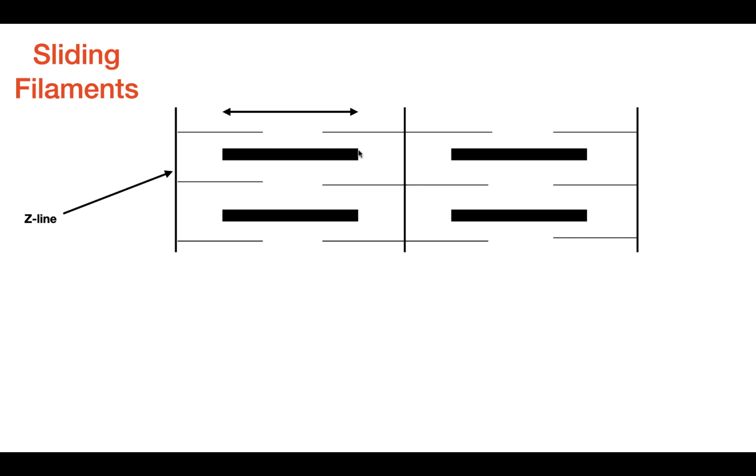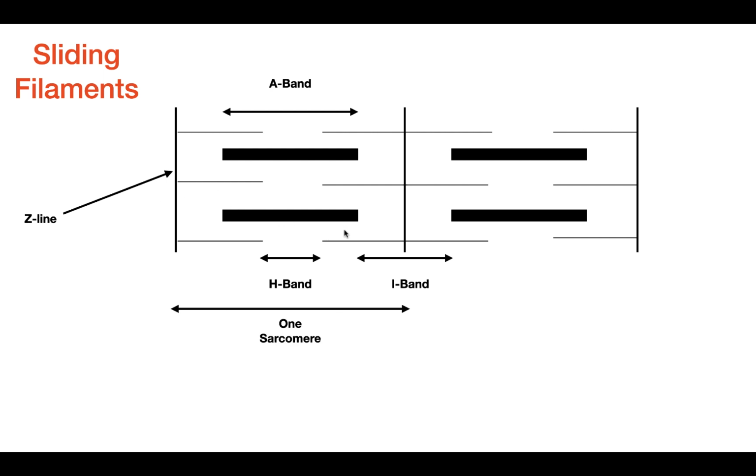So therefore the length of that filament is going to correspond to the A band. This area is called the H band. And remember, this is going to be a region in which you only have thick filament. This region is the I band, and this is the region in which you only have thin filament. And the region between two Z lines is going to be one sarcomere. So this is just a simplified representation of the sarcomere in order to understand a specific concept.